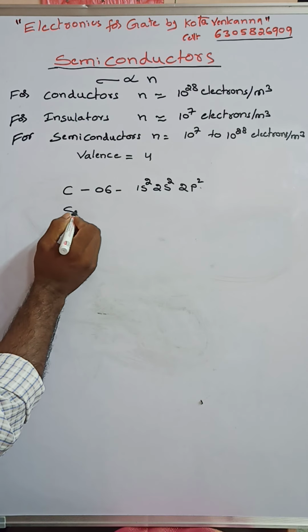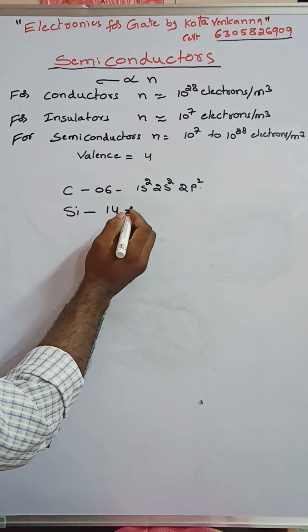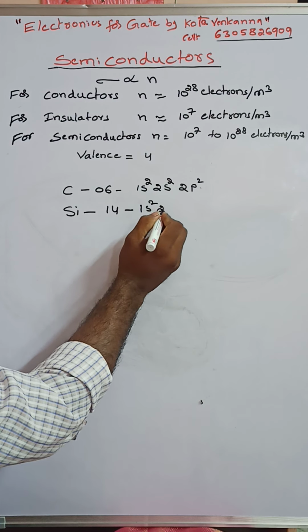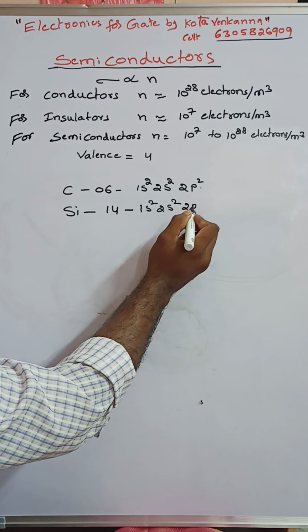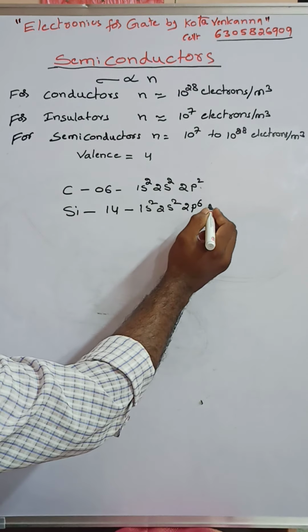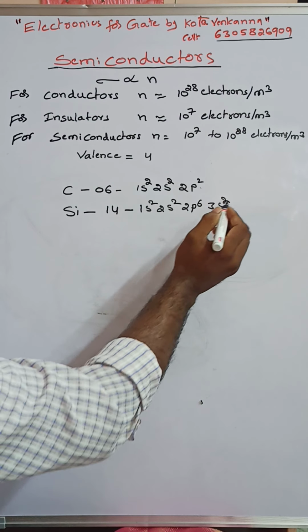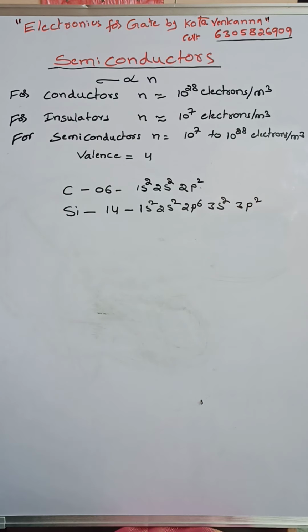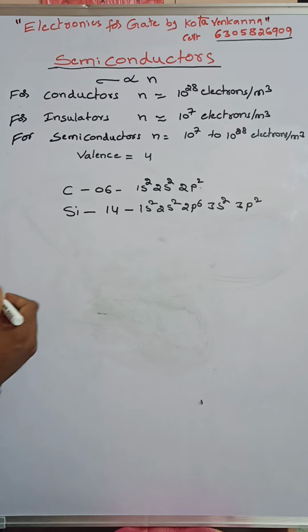Similarly, for silicon, the atomic number is 14. The configuration is 1s2, 2s2, 2p6, 3s2, 3p2. Here the p orbital is filled with only 2, and 4 remain empty.